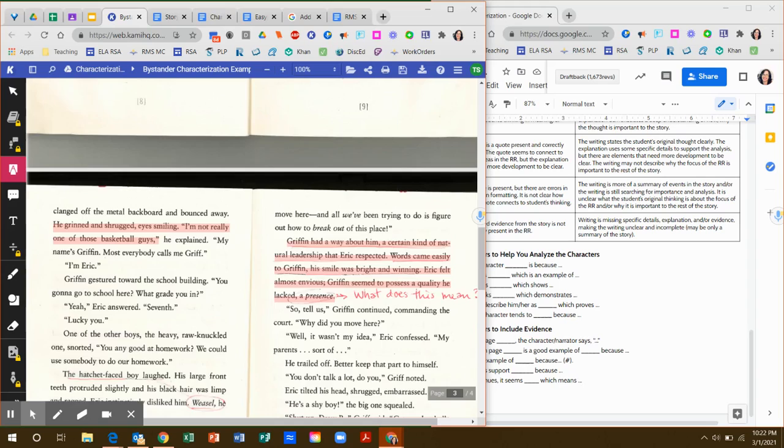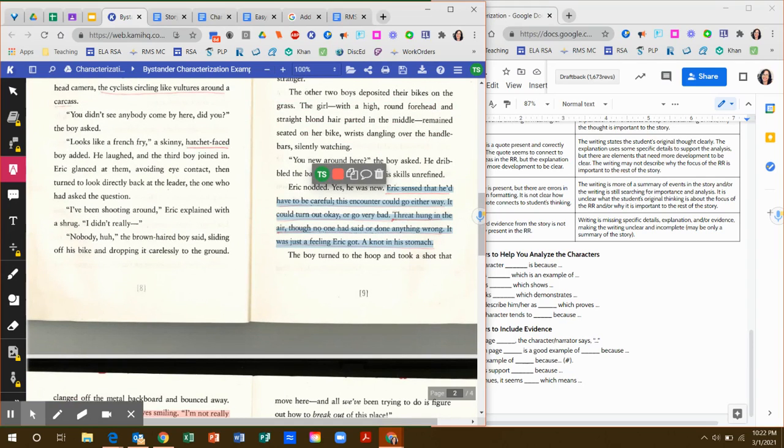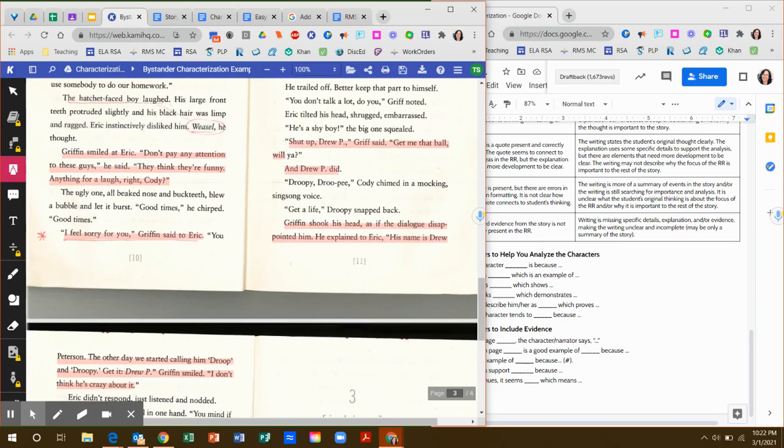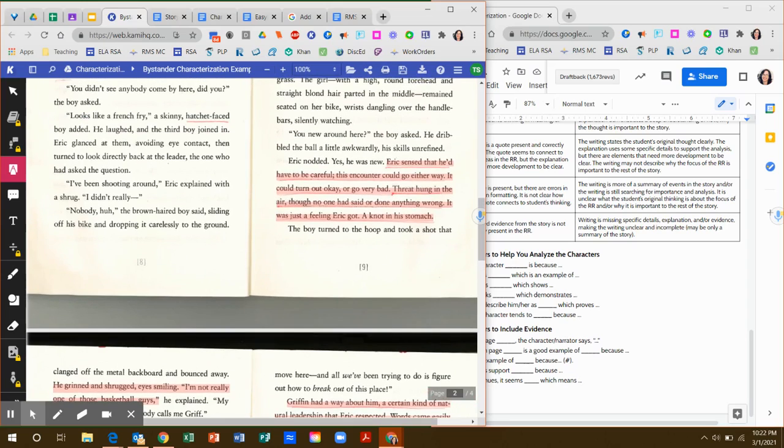It's on page 9. Let's go. It is right here. So "threat hung in the air," and I cut this part out, "though no one had said or done anything wrong." I didn't think I needed that. I wanted to jump to, "it was just a feeling Eric got, like a knot in his stomach." That's an important kind of image right there, that nervousness. And that's how Griffin is having an impact on Eric, right? That's how he's making him feel there.